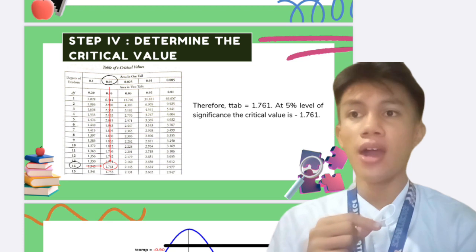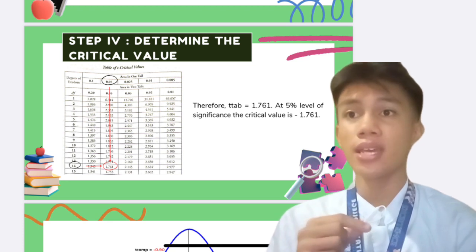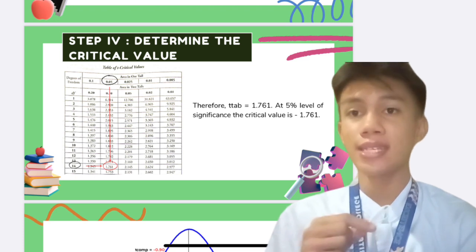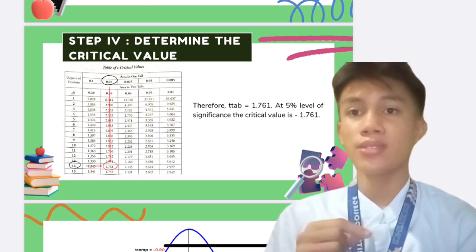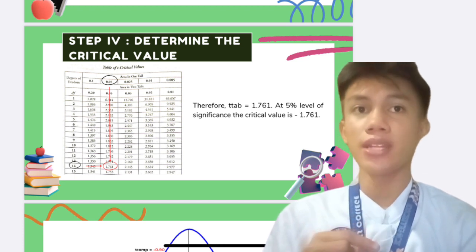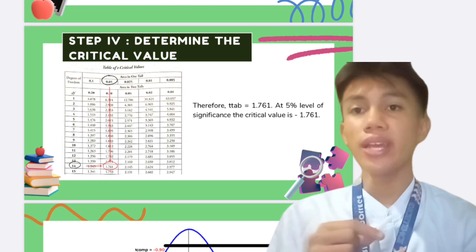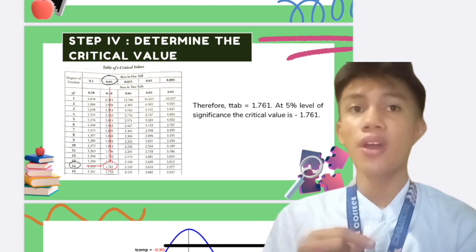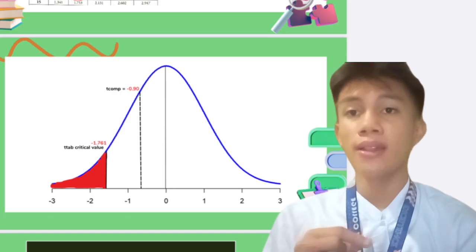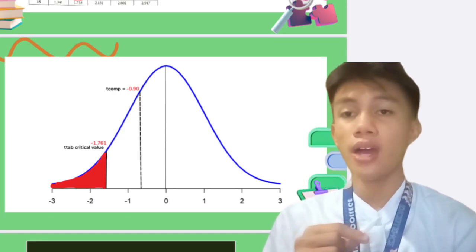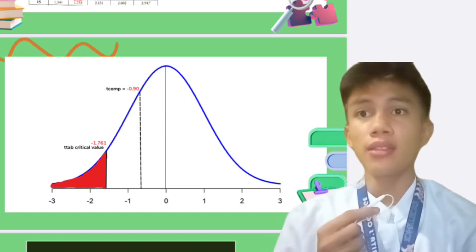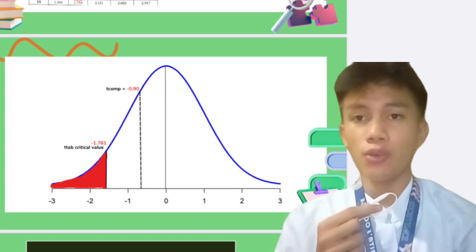So as you can see here, through connecting, we have 1.761. Therefore, the t critical value is 1.761 at 5% level of significance. The critical value is negative 1.761 because we determined it is a left tail test, or one tail test. Through graphing, we apply the t critical value and the t computation.